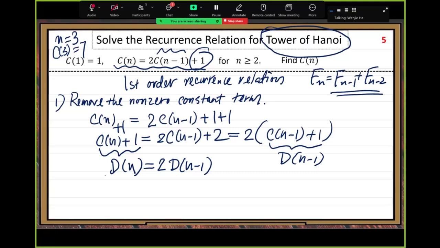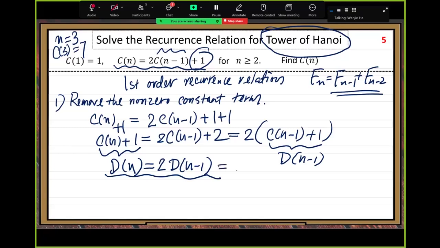This new d function is simpler than the old c function, right? Old equation, you have plus 1. New equation, you do not have plus 1. Okay? The new equation is much simpler. All right. Let's solve this new equation.